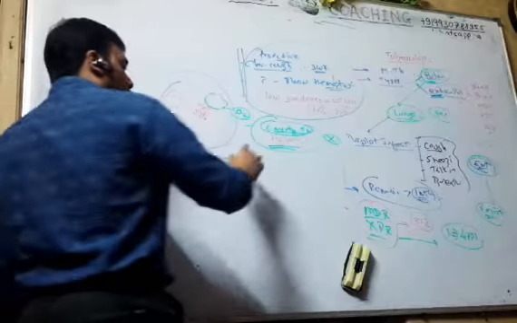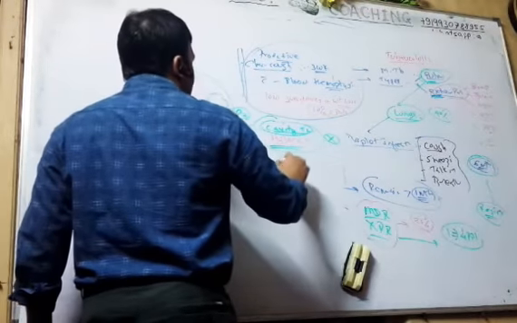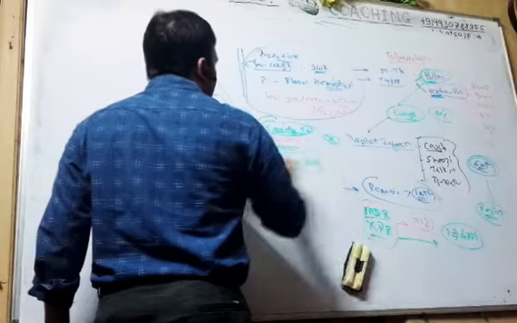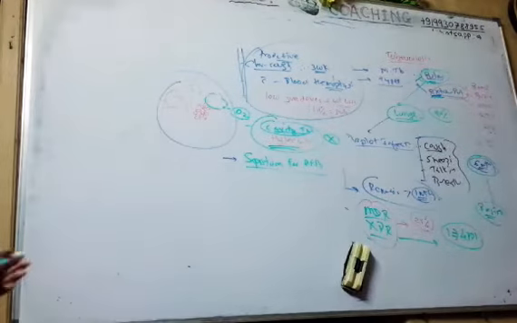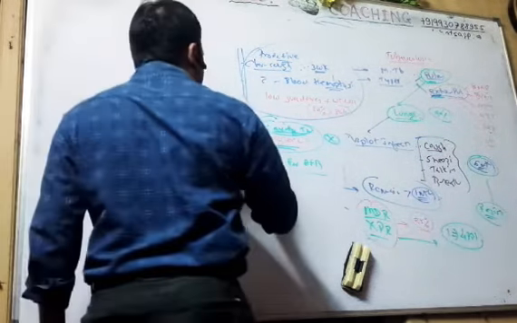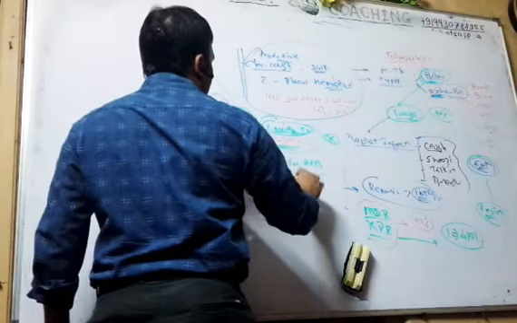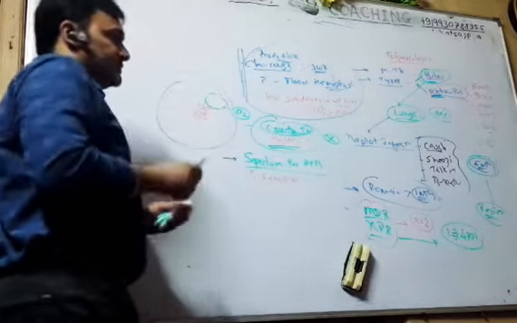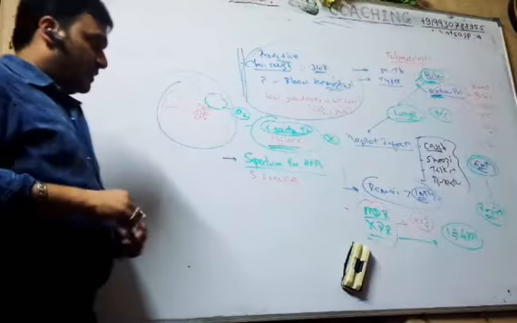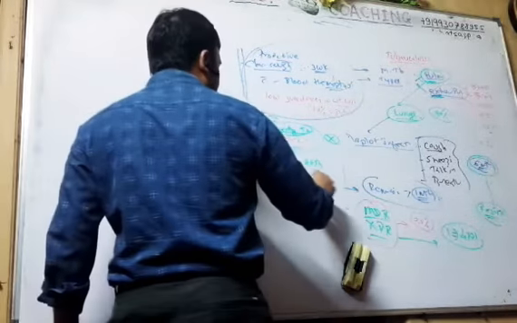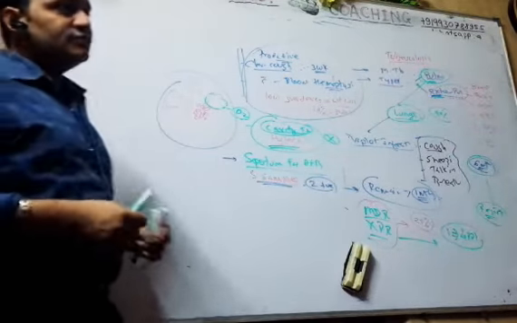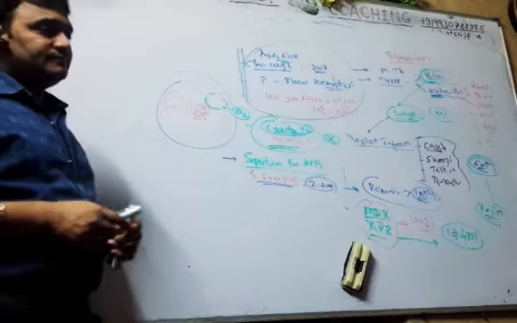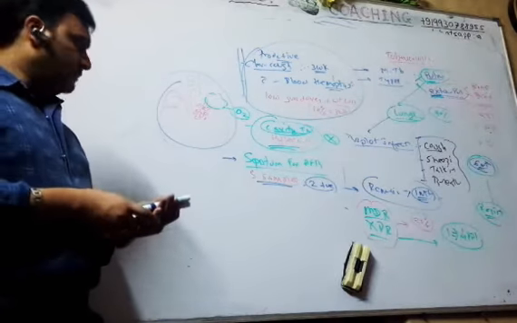What do we go for? We go for AFB, which stands for acid fast bacillus. The investigation of choice is sputum for it. And we not only take one sputum, we take 3 samples. And of these samples, at least 2 should come positive.